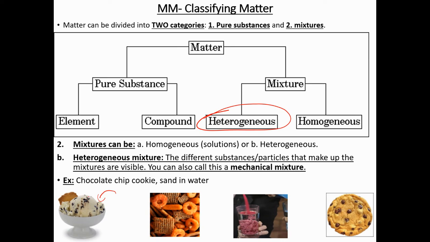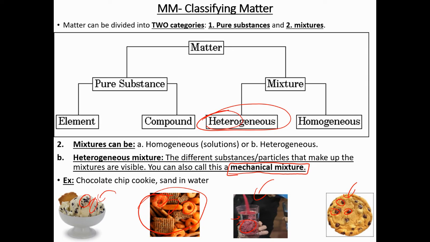So if you look at this chocolate chip ice cream here, you can see the chocolate chips, you can see the ice cream. If you look at this little snack here, you can see all the different components like this. If we look at this sand being added to water, you can see the water and you can see the sand still separated. In this chocolate chip cookie, you can see the chocolate chips and you can see the dough. So you can see all the different components. And we also sometimes call this a mechanical mixture.